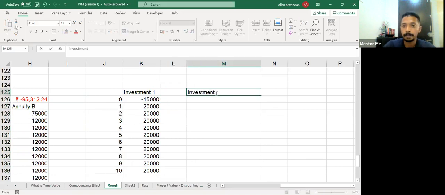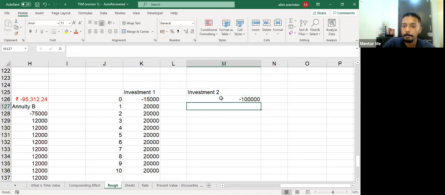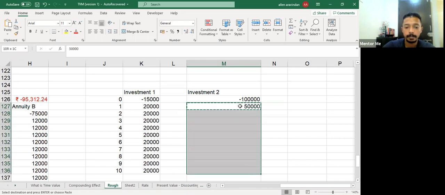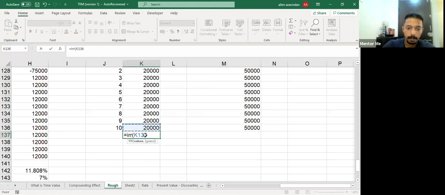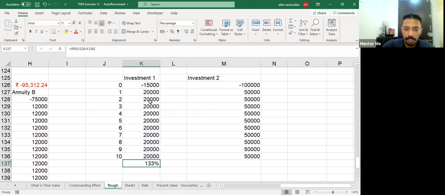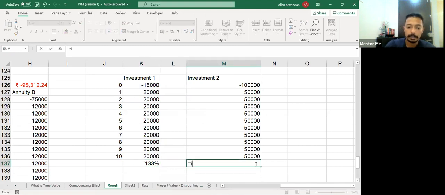Let's say this is investment 2. Your initial investment is about, let's say, 1 lakh. And now you're getting not 20,000, but you're getting 50,000. Let's see what the IRR or rate will tell us. IRR and rate are only different because if these numbers change, then I can use IRR. If the numbers are the same, I can also use the rate function. It does not matter. Let me calculate IRR in both the cases.